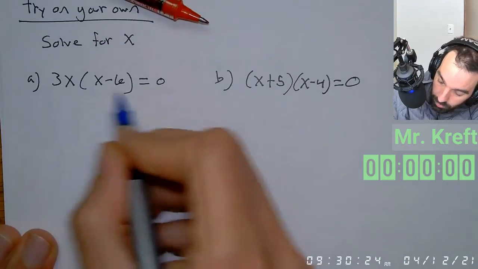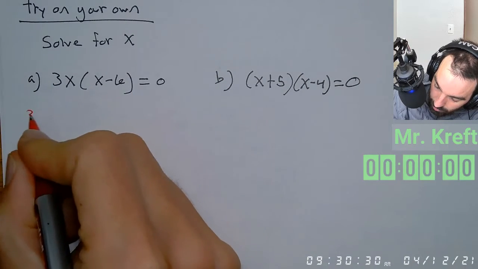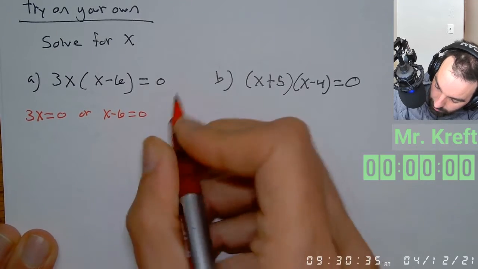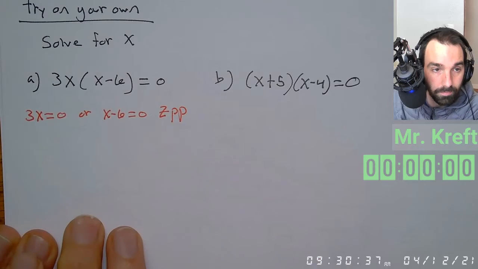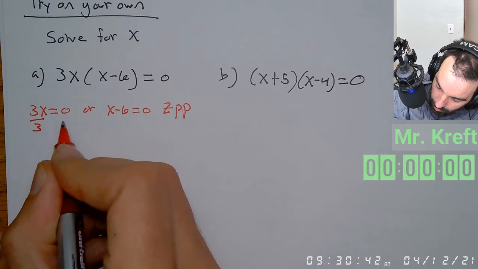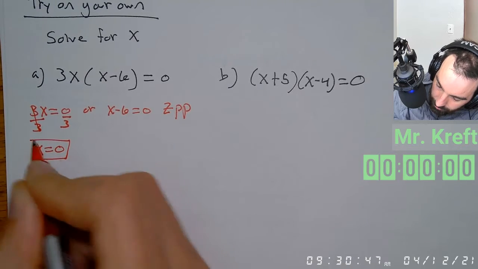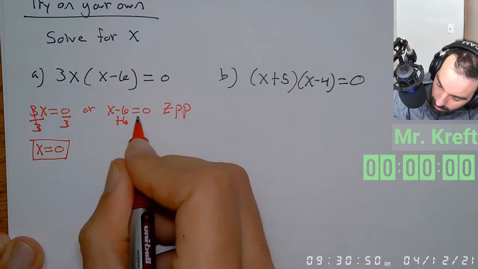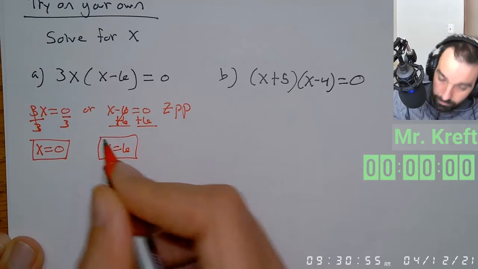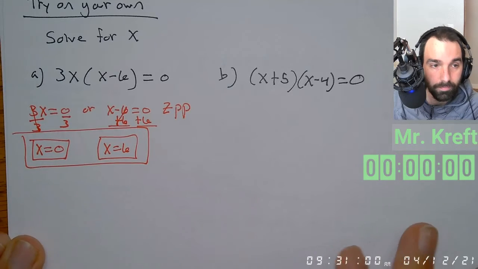So again, we have two things multiplying to get 0. So we're going to use the zero product property. That is the first term equals 0 or the second term equals 0. This is the zero product property. Okay. So I have 3 times x. The opposite of multiply is divide. So I get x equals 0. And then the opposite of subtract is add. So I get x equals 6. Okay, and those are the two answers for the first one.